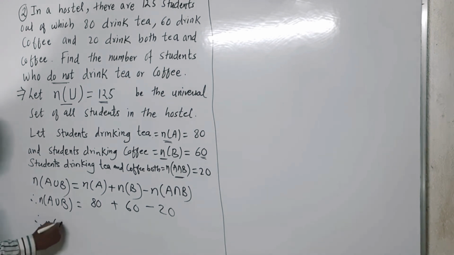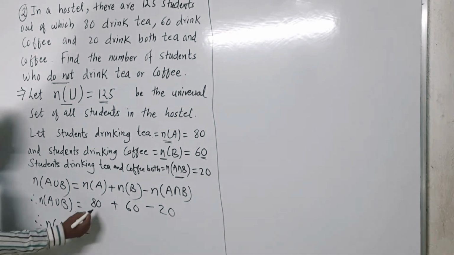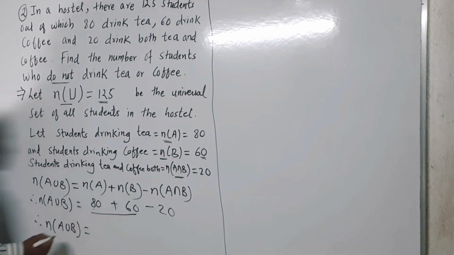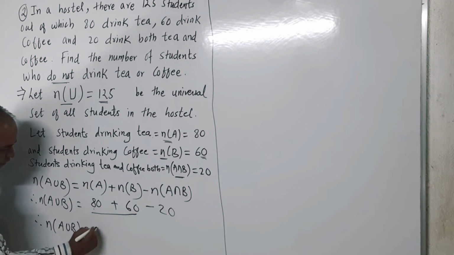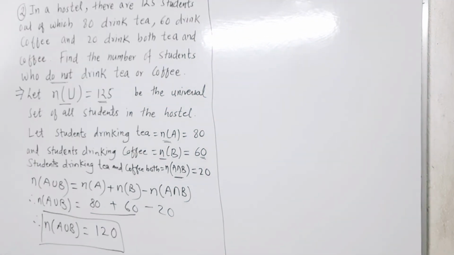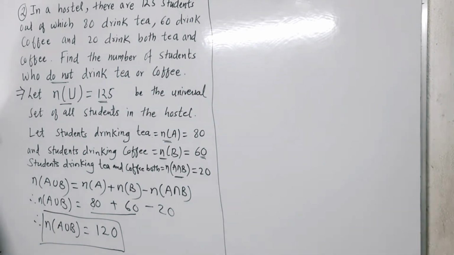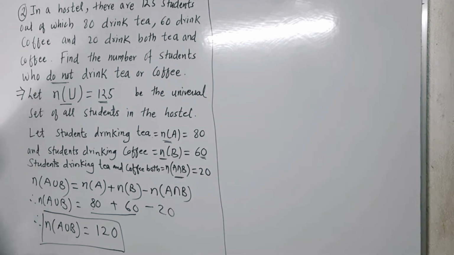Therefore the number of students who drink either tea or coffee or both are in the union. So 80 plus 60 is equal to 140, minus 20, which is equal to 120. Now this A union B means the students who either drink tea or coffee or both are 120 students in all. Here you have to find the number of students who do not drink tea or coffee.